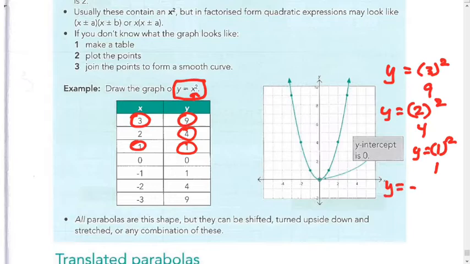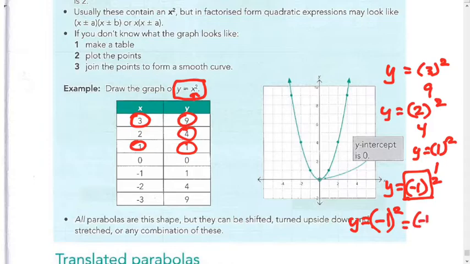Y equals (-1) squared, and that's why you have to put it in a bracket, because otherwise you would have this, which is not the same thing. Anytime you replace a letter with a number, you have to put it in a bracket. So that literally means -1 times -1, which becomes a +1. Watch your signs, use brackets, okay? So that's that point. And they just continued on, -3, 9.